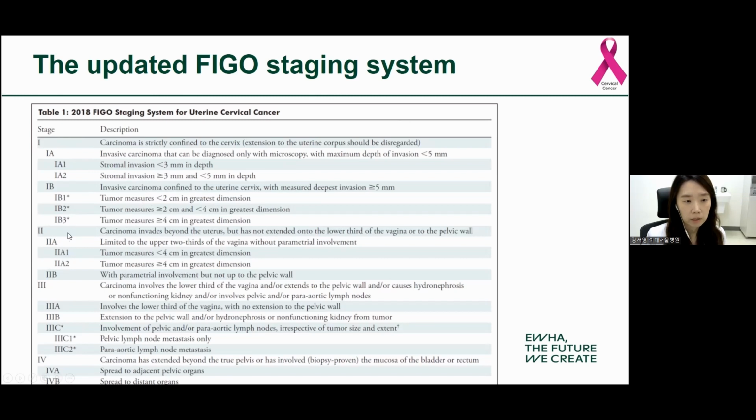Stage 2 carcinoma invades beyond the uterus, but has not extended onto the lower third of the vagina or to the pelvic wall. Stage 3 carcinoma involves the lower third of the vagina and/or extends to the pelvic wall and/or causes hydronephrosis or non-functioning kidney or involves pelvic and para-aortic lymph nodes. And stage 4 carcinoma has extended beyond the pelvic cavity.